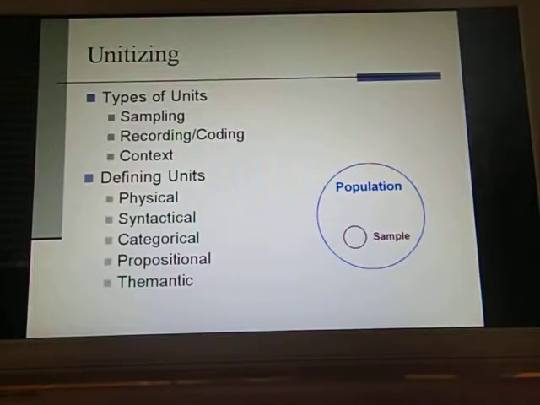And there are different ways of defining these units. Physical, where we partition them by time, length, size, volume, etc. Syntactical, where we partition them by their grammar. Categorical, where we define units by their membership in a certain class or category. Propositional, where we delineate units according to a particular construct. And thematical, where we delineate the analysis by its story-like verbal materials.